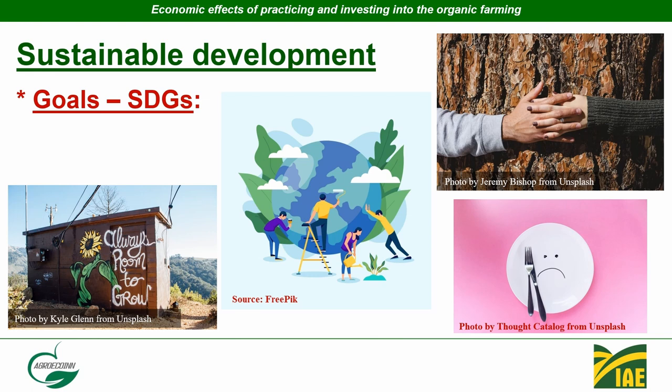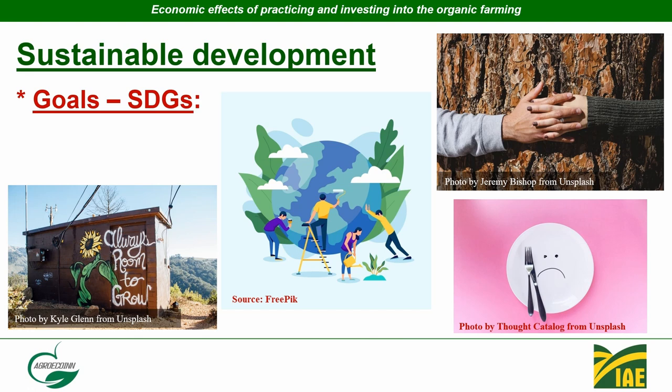The list of 17 adopted sustainable development goals consists of: first, eradicating extreme poverty in all its forms. Second, eradicating hunger, achieving overall food security, improving the quality of nutrition, and promoting sustainable agriculture. Third, ensuring healthy life and promoting well-being for all. Fourth, ensuring inclusive and high-quality education while promoting lifelong learning for all.